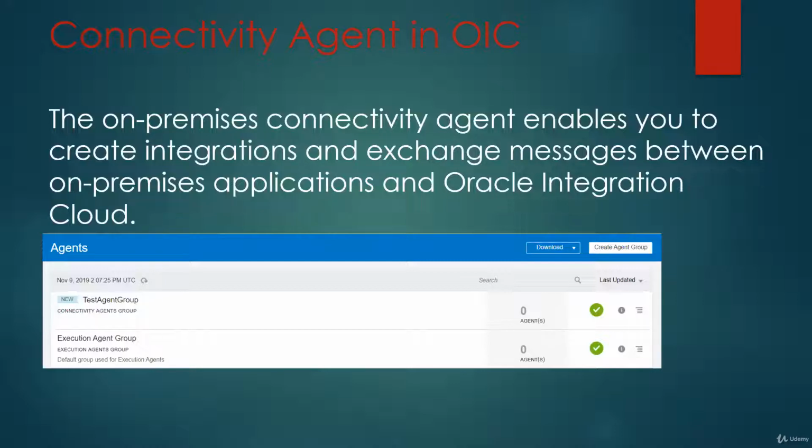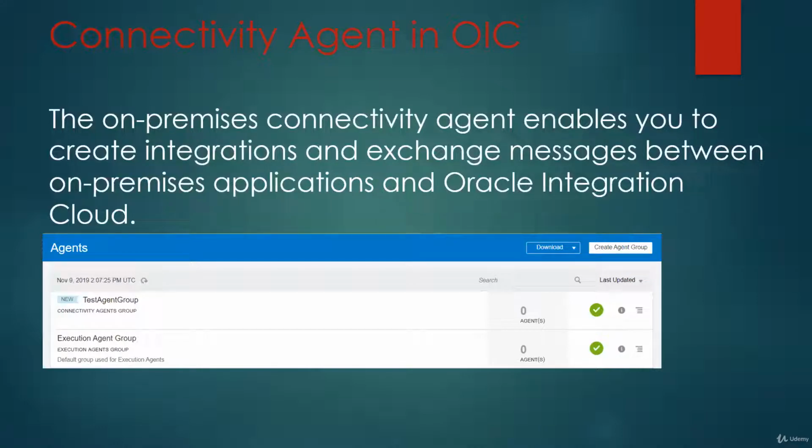The connectivity agent is the agent which works as a proxy to communicate between the cloud and the on-premise application. It is a very small installer which you have to install on your on-premise network in order to make a connectivity between Oracle Integration Cloud and an on-premises application. This connectivity is a must if you want to communicate with any on-premises application. If you are going to create SaaS to SaaS application integration, you don't require the connectivity agent. It is only required when you need to connect your on-premises application with the help of Integration Cloud.